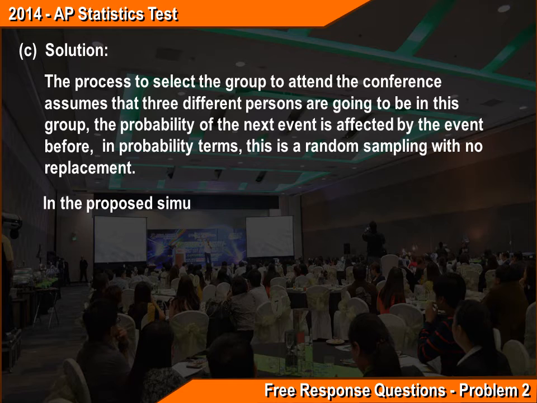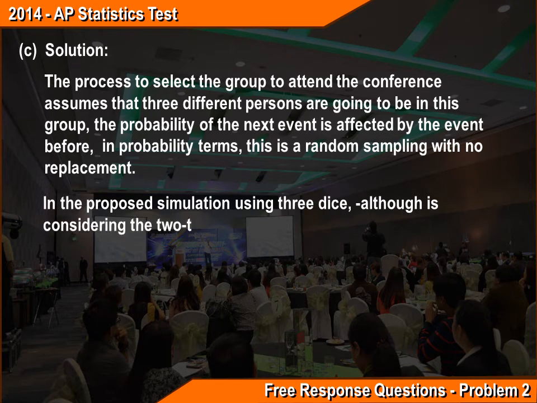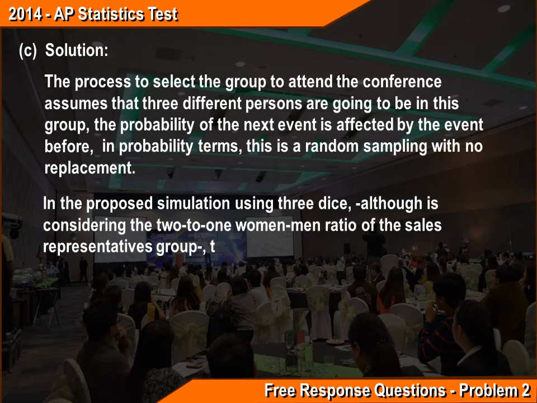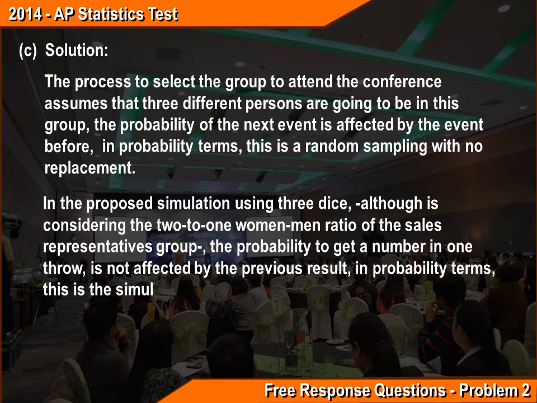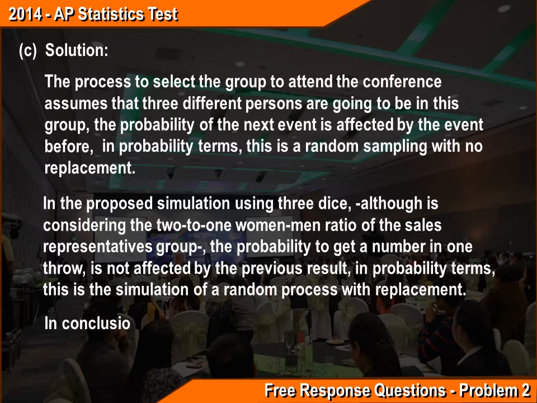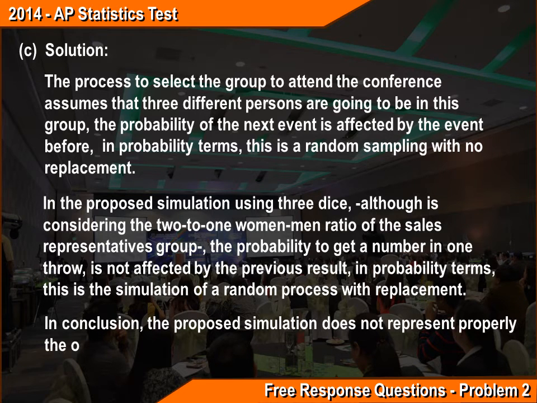In the proposed simulation using 3 dice, although it is considering the 2-to-1 women-men ratio of the 6 representatives group, the probability to get a number in one throw is not affected by the previous result. In probability terms, this is the simulation of a random process with replacement. In conclusion, the proposed simulation does not represent properly the original selection process.